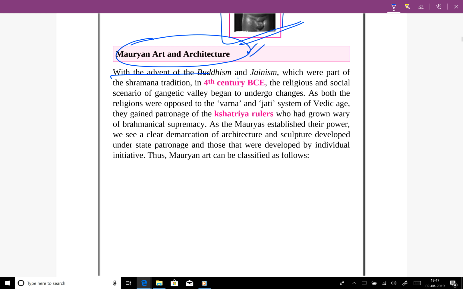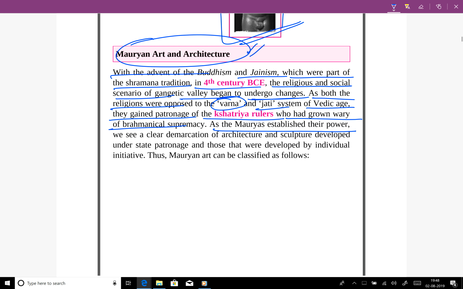With the advent of Buddhism and Jainism, which were part of the Shramana tradition in the 4th century BC, the religious and social scenario of the Gangetic Valley began to undergo changes. As both the religions were opposed to the Varna and Jati system of the Vedic age, they gained the patronage of Kshatriya rulers who had grown wary of Brahmanical supremacy.